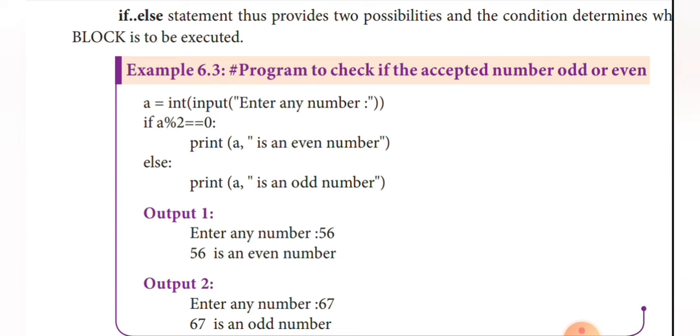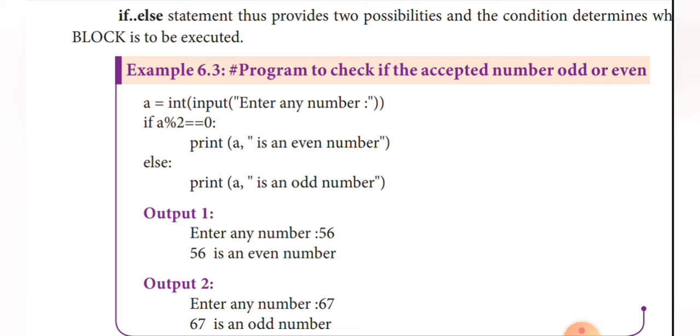So here we compare the remainder value alone. 0 equal to 0, the condition is true. Condition true means it executes the print statement, that is, 56 is an even number. And then see the next input.